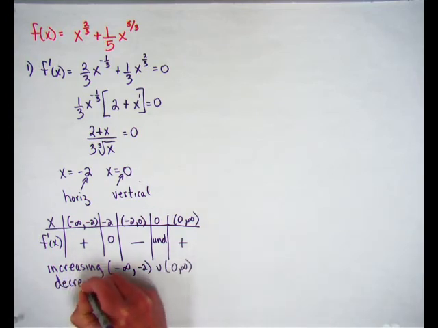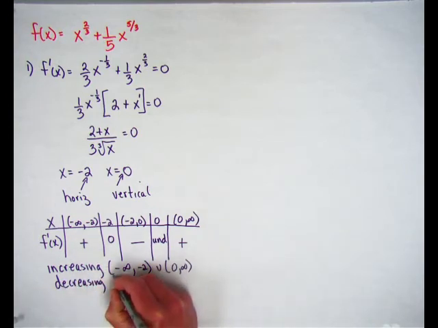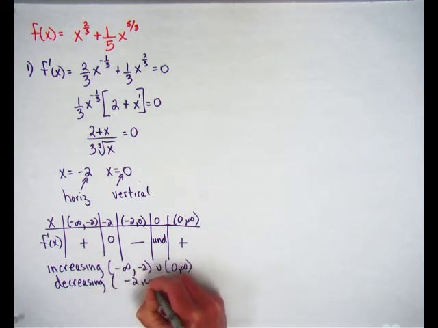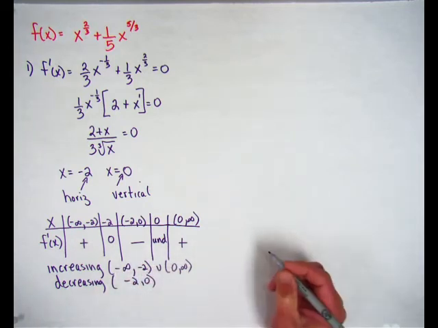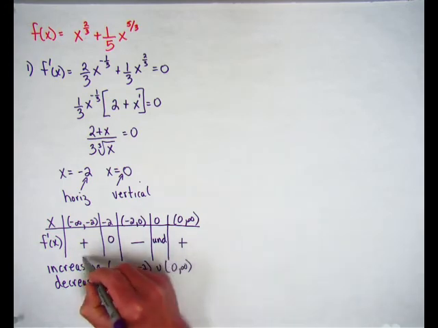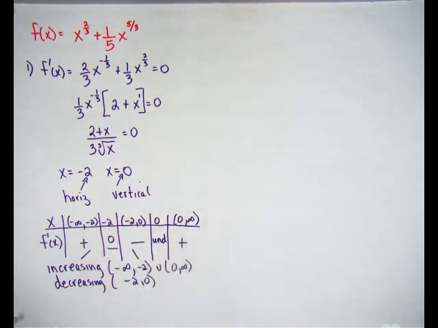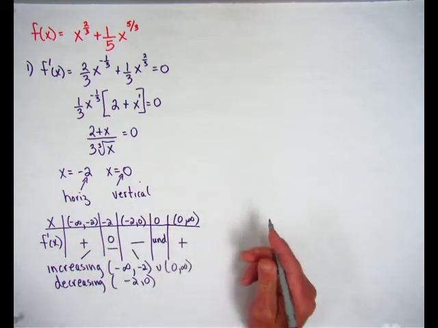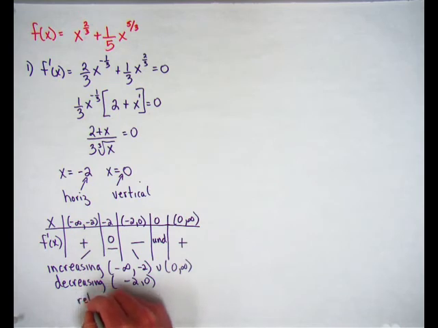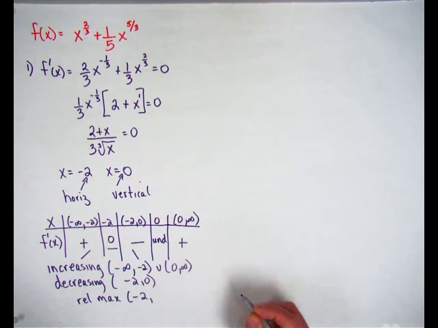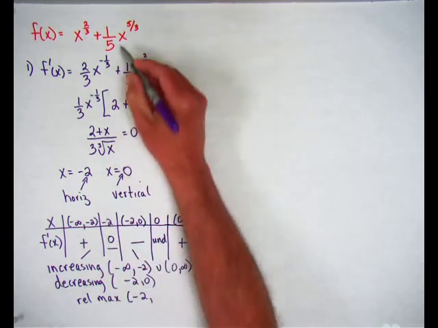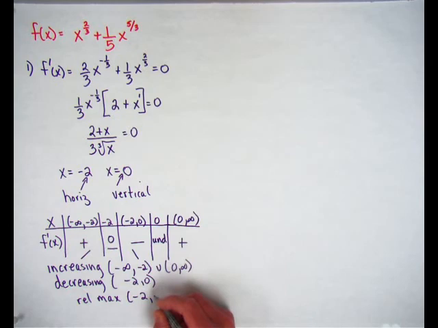The curve is decreasing from negative 2 to 0. And local extrema: a positive derivative means rising, negative means falling. So the negative 2 right here is a relative max. So we have a relative max at negative 2. We need the y value, so you take that negative 2 and plug it into the original function. You're going to get an irrational number, so in this case we would just round off. It works out to be about 0.95.